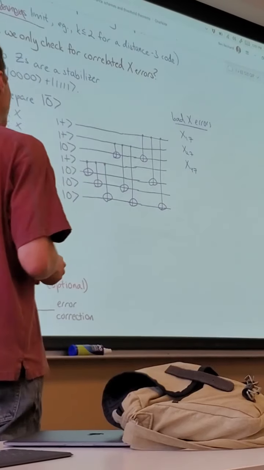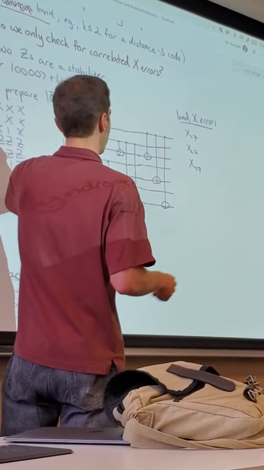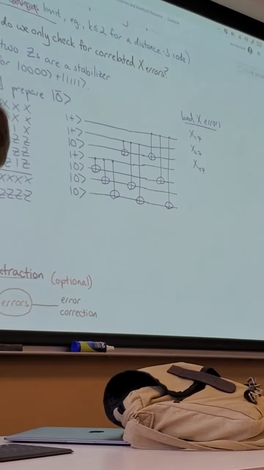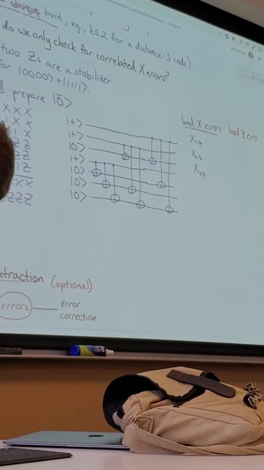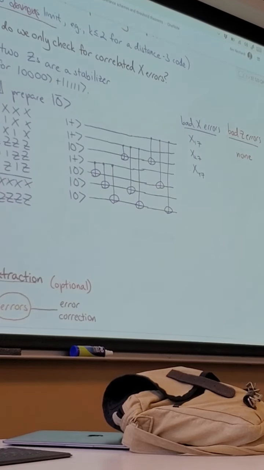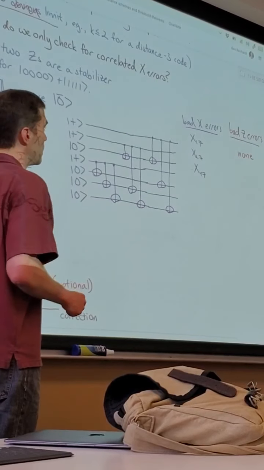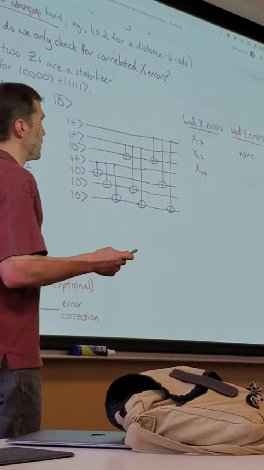Okay. But secondly, let me come back to that. Secondly, what about the bad Z errors? There aren't any. How do I know there aren't any? Well, not necessarily true in general, but in this case it is true.